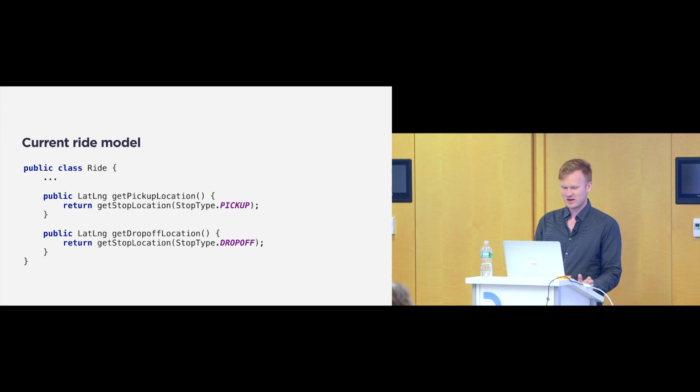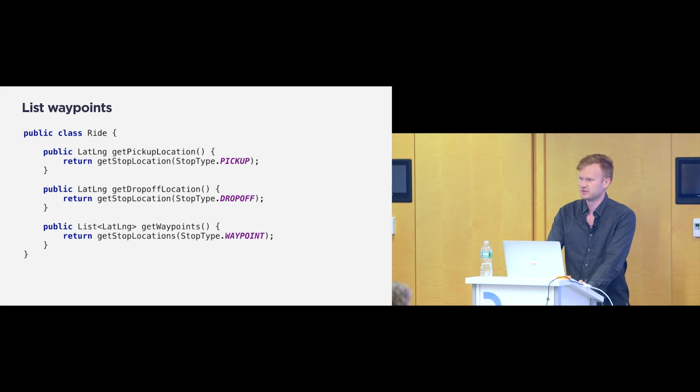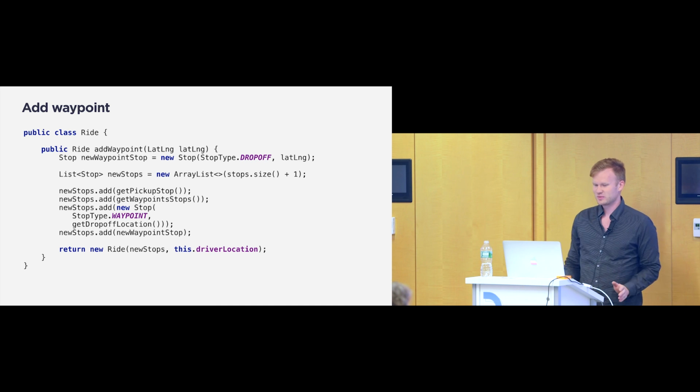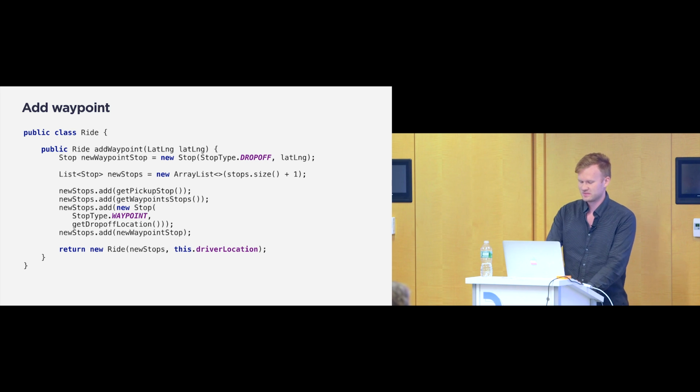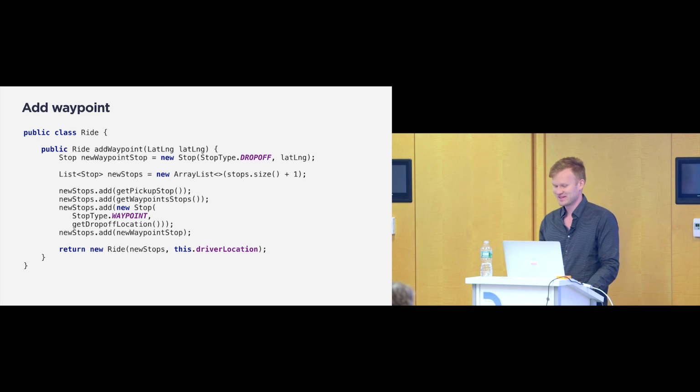So this is our current ride model. We can easily introduce some filtering for displaying waypoints on the map. And the more interesting part is adding a new waypoint. So here we have some, let's say, complicated logic. I mean, in real life, it could be much more complicated.